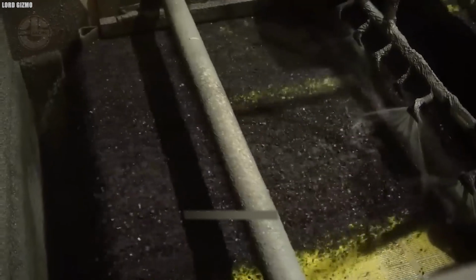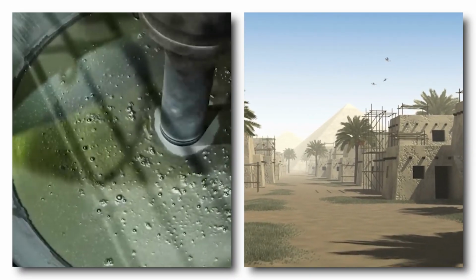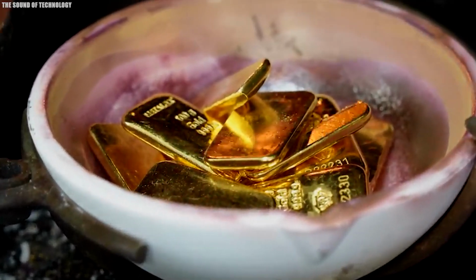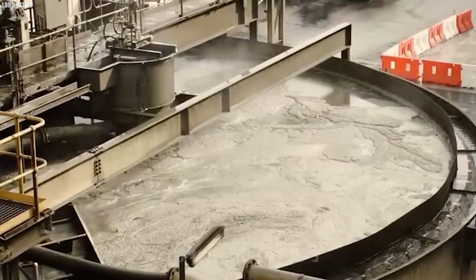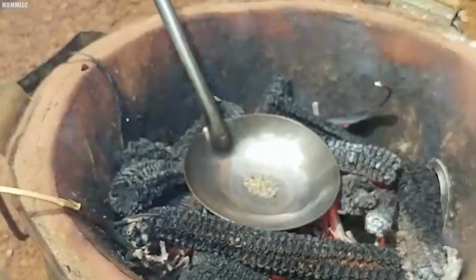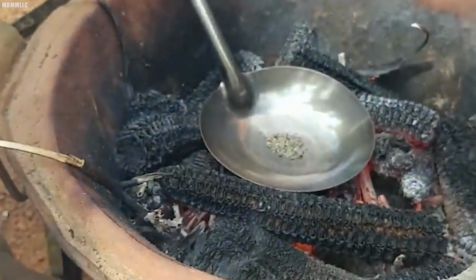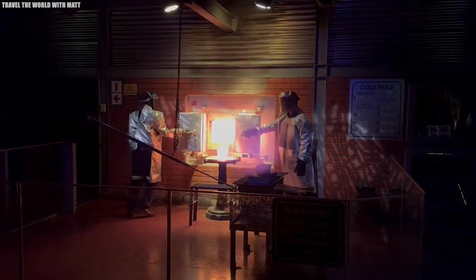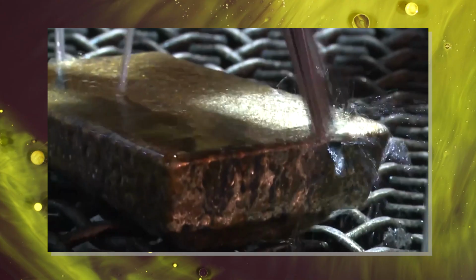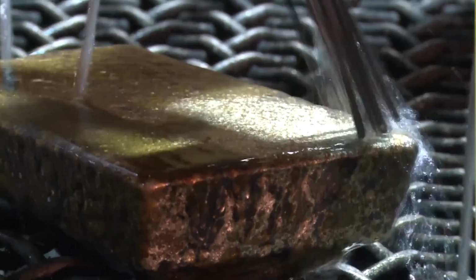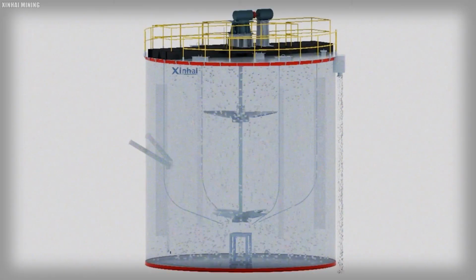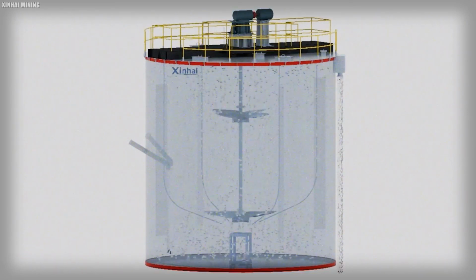It doesn't stop here, as amalgamation comes into play next. This method has been used since ancient times and involves mercury's unique ability to bond with gold. Here's what happens. Mercury is mixed with powdered ore. Gold bonds with mercury to form an amalgam. The amalgam is separated from other materials. The amalgam is heated, vaporizing mercury, which is collected, leaving behind pure gold. While this method can be quite efficient, it's falling out of favor due to environmental concerns associated with mercury use.